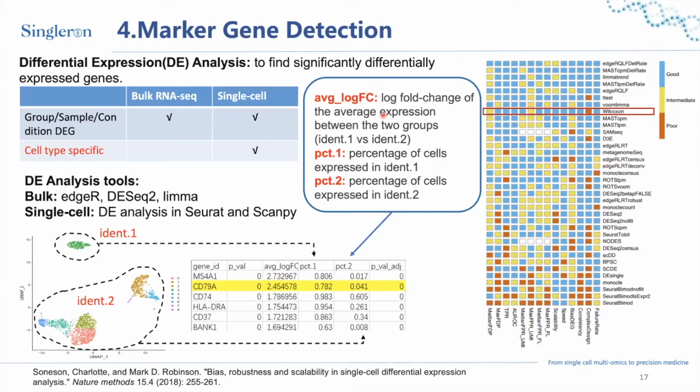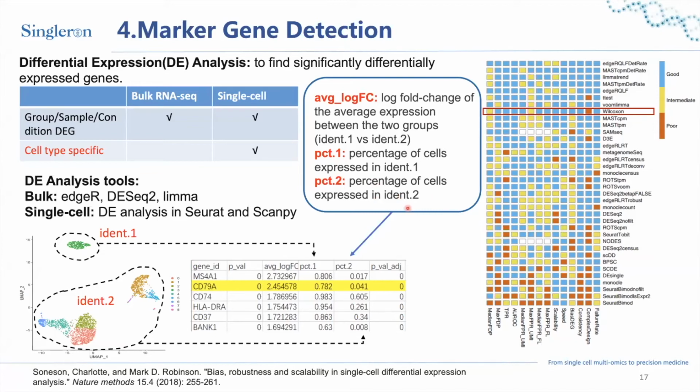So if it's higher, it means that the gene is more upregulated in the target group, which is cluster 3. And for PCT.1 and PCT.2: PCT.1 is the percentage of cells expressing that gene in the group in ident1. PCT.2 is the percentage of cells expressing it in ident2, which is the background.